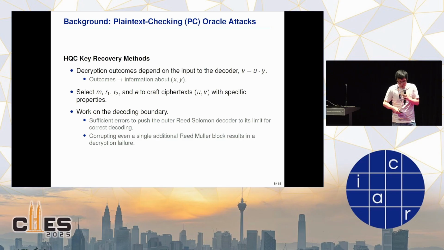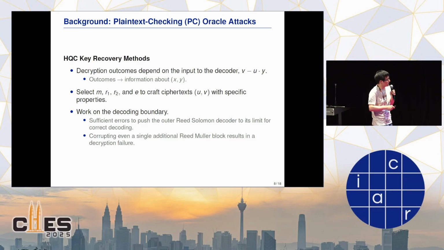So the general idea to recover the key for HQC, using a PC Oracle, works like this. You see that this decryption outcome depends on this input. You see this Y is the secret key, so it's involved. This outcome actually leaks information about the secret key X and Y. So in this sense, we can select M, R1, R2, and E to craft a ciphertext with some specific property. We will show it in the next slides.